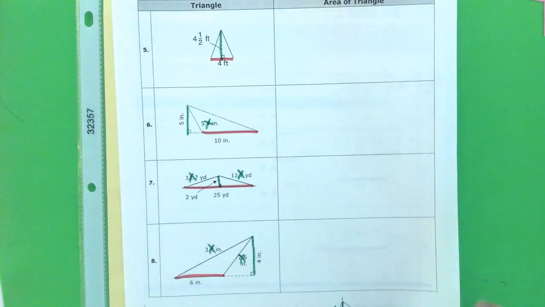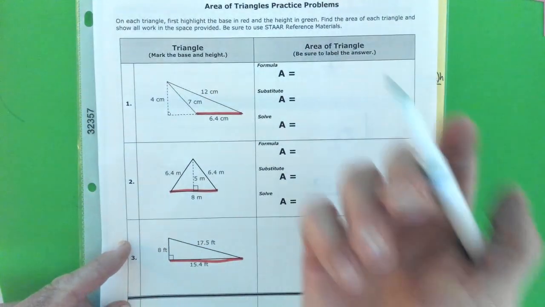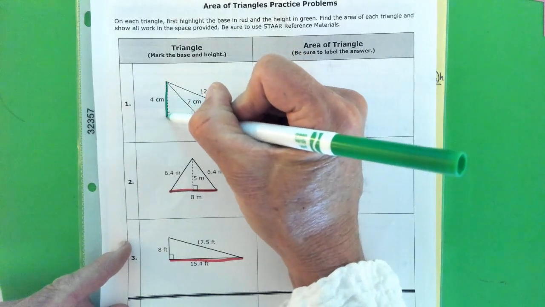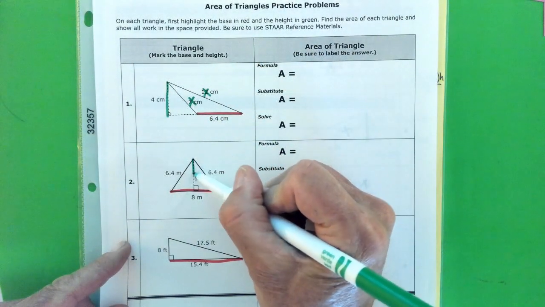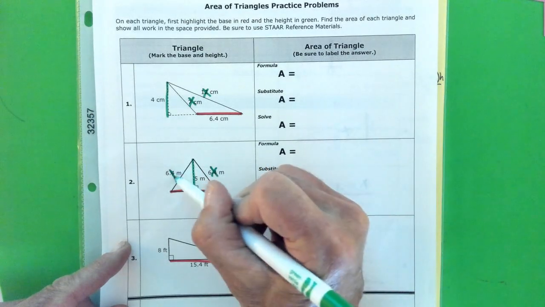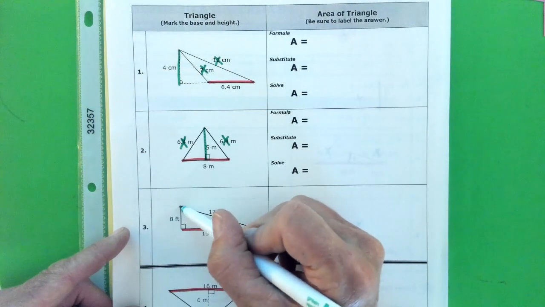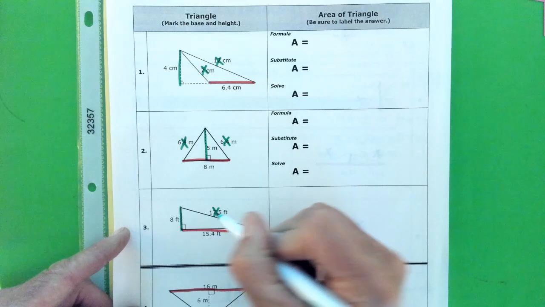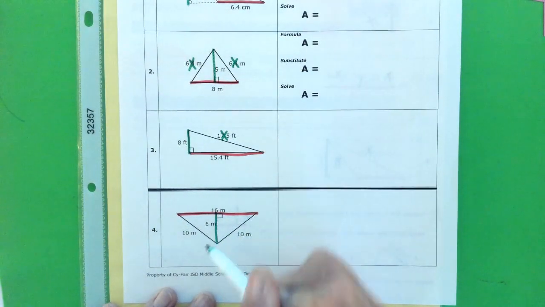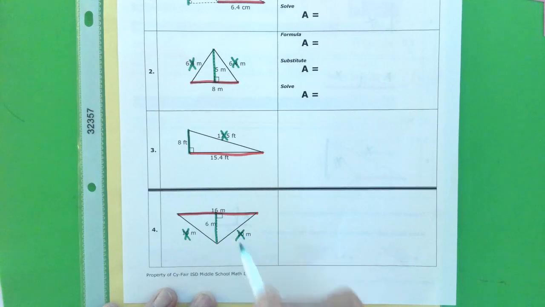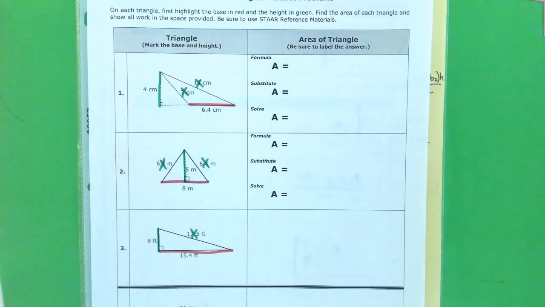No distractors. Okay, flip. The height for number 1 is 4. Distractors here and here. The height here is 5. 6.4 is not needed. And the height here is 8. 17.5 is not needed. And then the last one, the height is 6, and the 10s are distractors. There we go. All right, let me switch to blue. I'll do the first 3 with you, and then you'll do the rest independent.